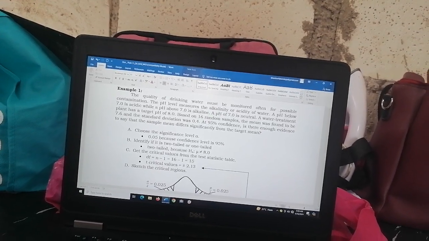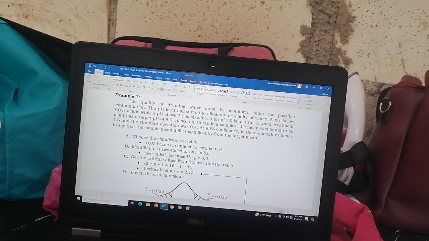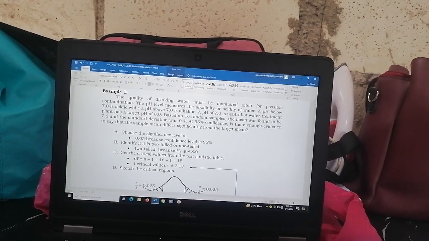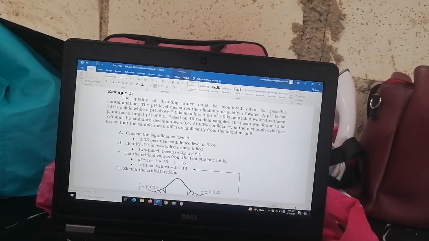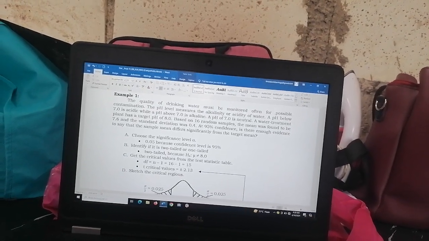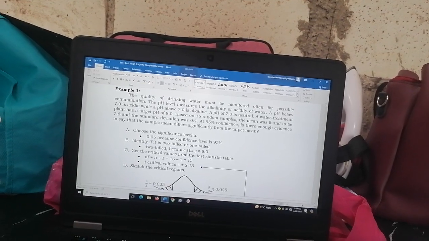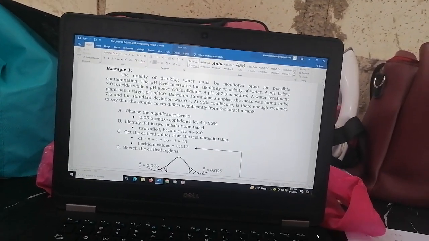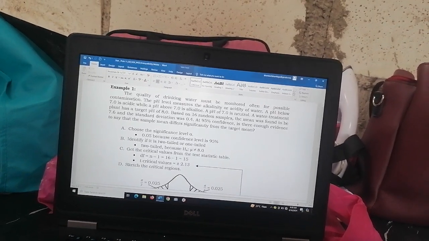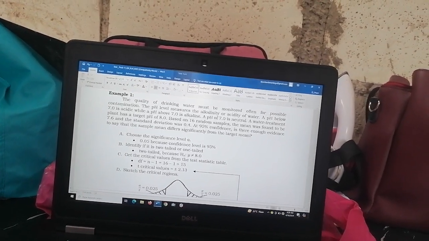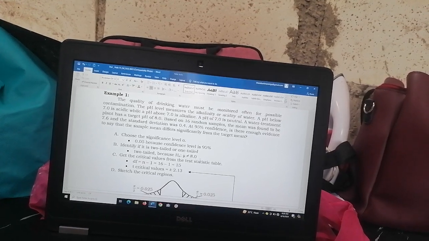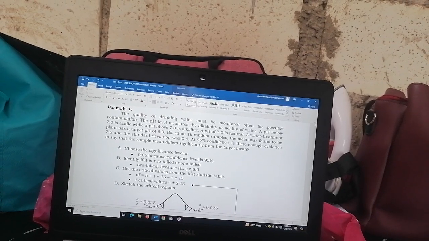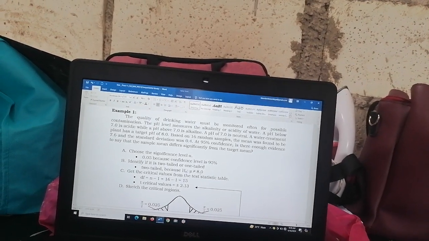The water treatment plant has a target pH of 8. So, it did not say greater than or less than. Meaning, it is automatically two-tailed, because our alternative is not. Automatically, if greater than or less than is not mentioned, our null hypothesis is mu is equal to 8.0. Then our alternative is mu is not equal to 8.0.